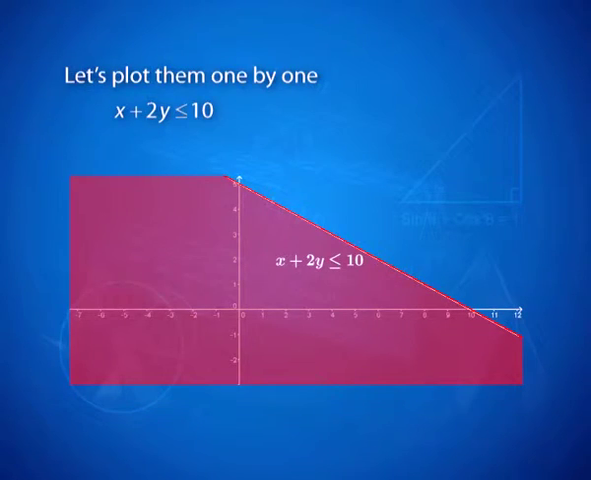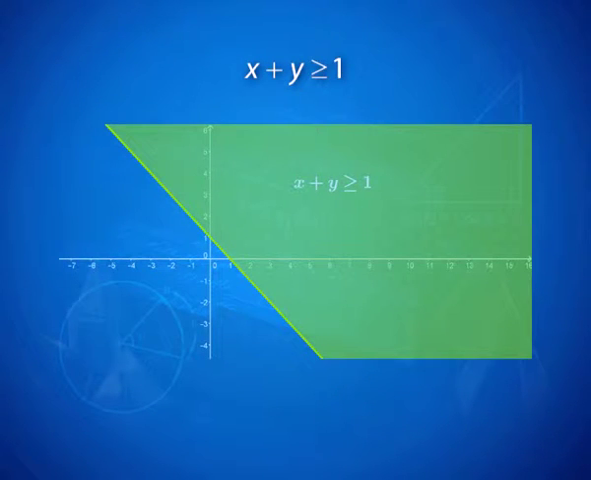Consider x plus 2y less than or equal to 10. We first plot the line x plus 2y is equal to 10 and look for the region which has to be shaded. Substitute 0, 0 in the inequality, we get 0 less than or equal to 10, which is true. Therefore, we shade that portion of the plane where 0, 0 lies, that is the lower left part of the plane.